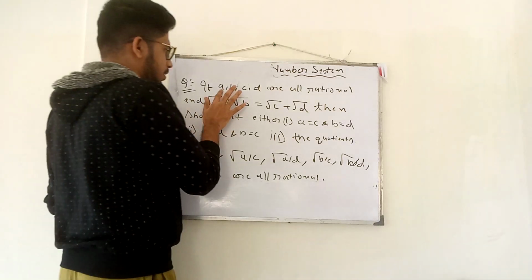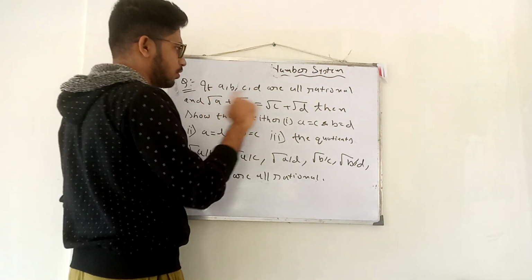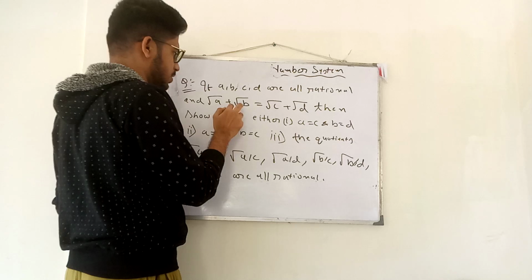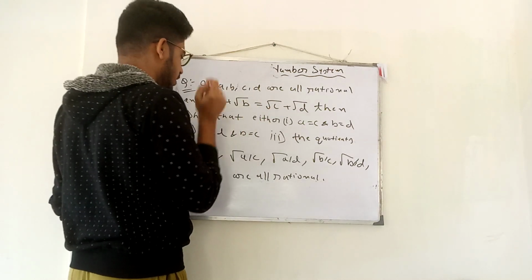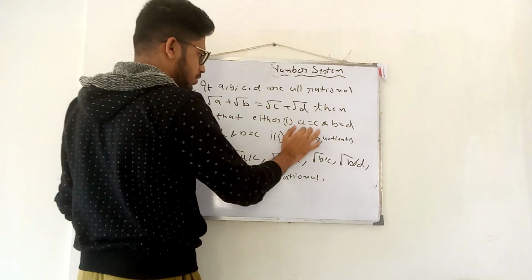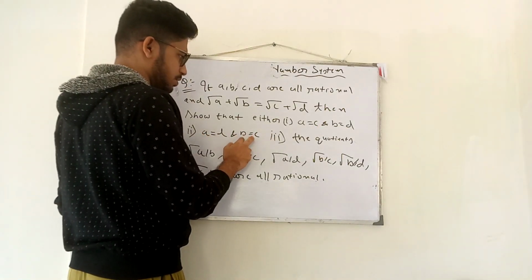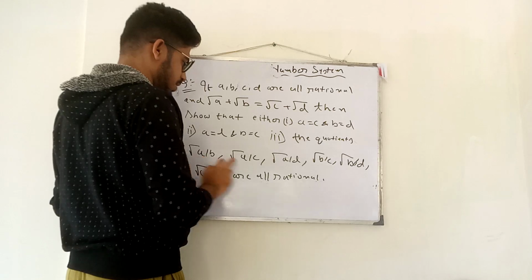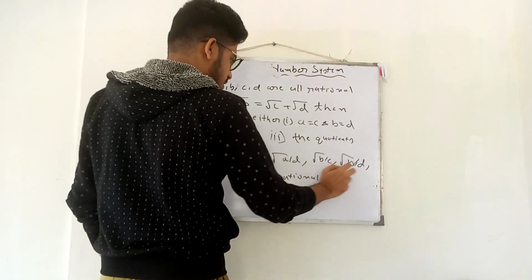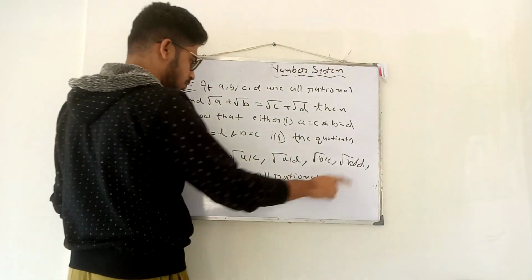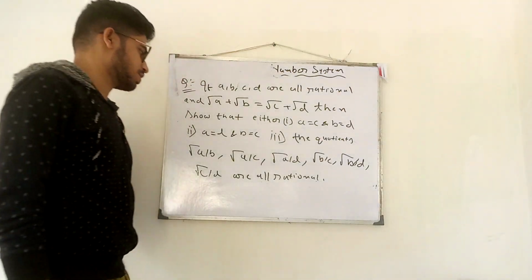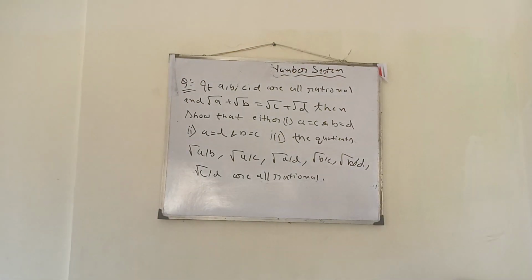Here, if A, B, C and D are all rational and root A plus root B is equal to root C plus root D, then show that either A is equal to C and B is equal to D, or A is equal to D and B is equal to C. The quotients root A by B, root A by C, root A by D, root B by C, root B by D, root C by D are all rational.